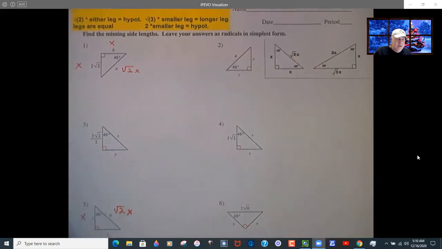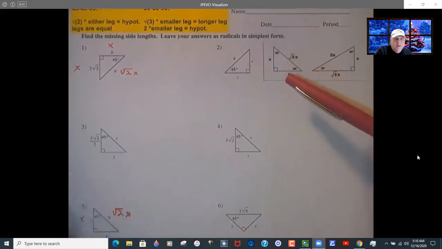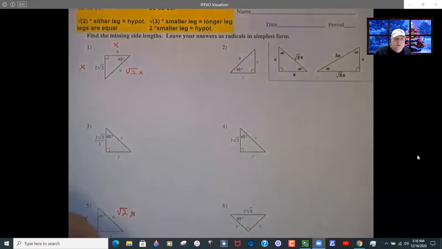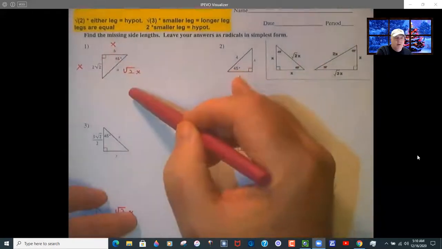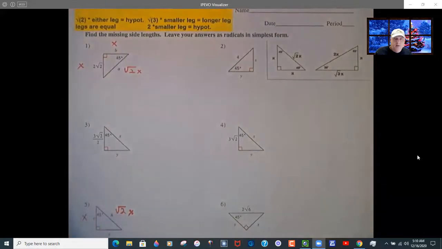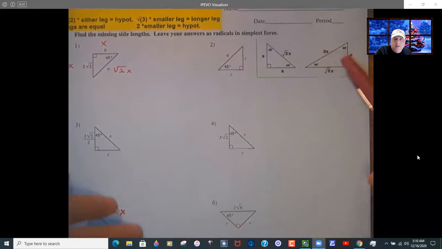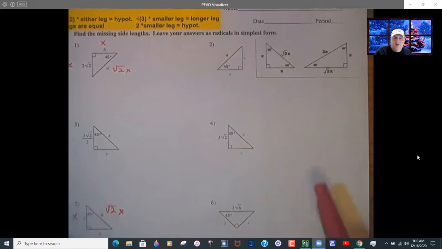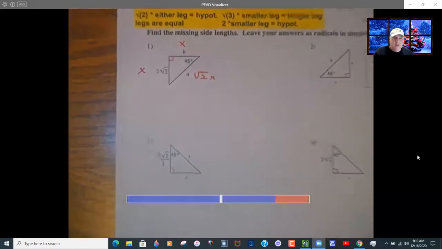Basically all you have to remember is that if it's a 45, 45, 90, the legs are both the same. So you can label them both X, and then the hypotenuse is the square root of 2 times X. Position those labels around the triangle. And the same thing with the 30, 60, 90. The hypotenuse is 2X, the side opposite 30 is X, and the larger leg is the square root of 3X. And then from there, you just work on solving it.